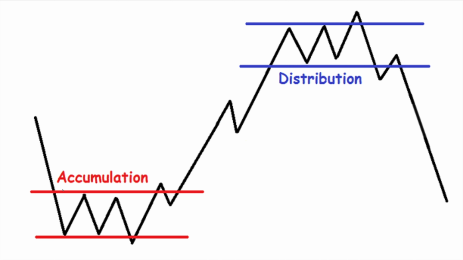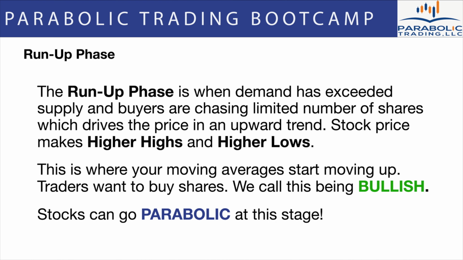If you're smart enough and you can see when companies are accumulating stocks, then you can hop on and ride it. So that's what happens, right now it's just stuck in the accumulation phase. When we talk about the run-up phase, the run-up phase is when demand has exceeded supply and the buyers are chasing a limited number of shares, which drives the price in an upward trend. The stock prices make higher highs and higher lows.